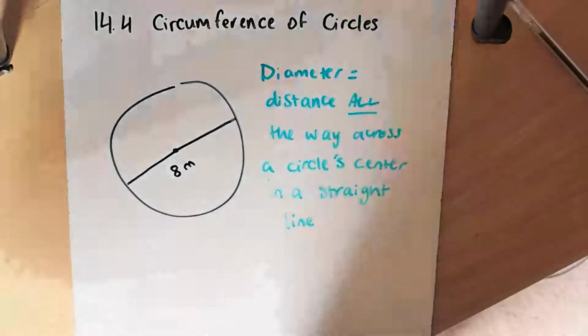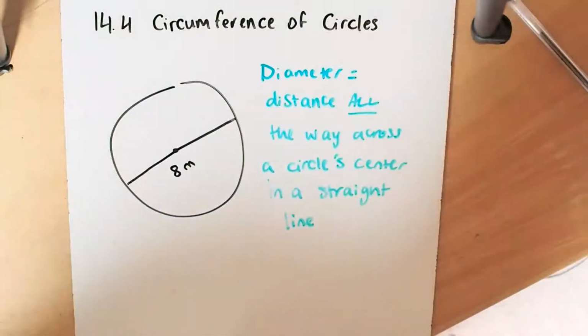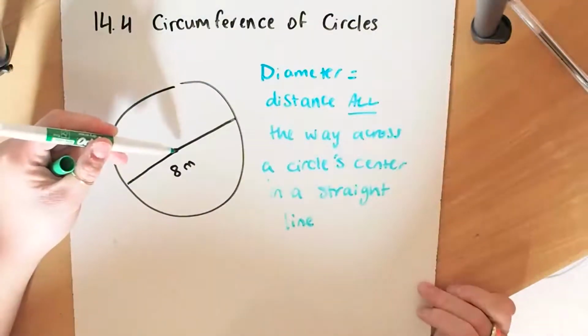Today we're going to start talking about circles. We're going to start with the circumference of a circle. Before we can define the circumference of a circle, we have to start with defining the parts of the circle itself. This here is the midpoint or the center of the circle.